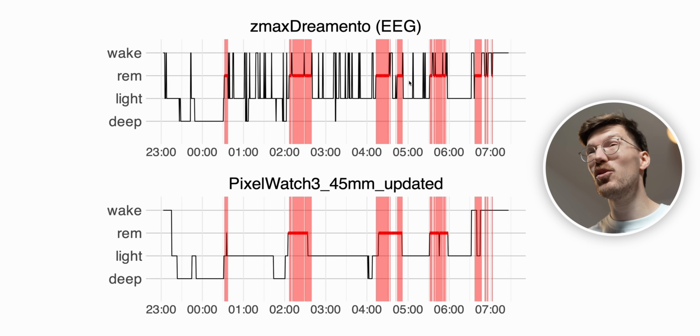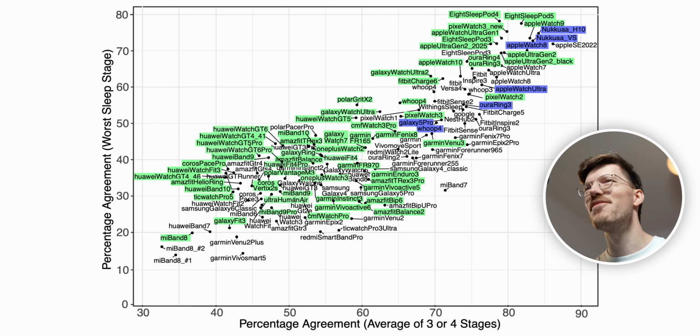And this is actually close to the performance, or even equal to the performance of the Apple Watch, which is generally one of the best sleep stage trackers out there. Let me show you. And here we have that overview, where the better the agreement with the reference device, the more to the top right devices are. So along the horizontal axis, we have the average agreement over the three sleep stages. And along the vertical axis, we have the agreement of the worst of those three sleep stages. And the new results for the Pixel Watch 3 are right here.